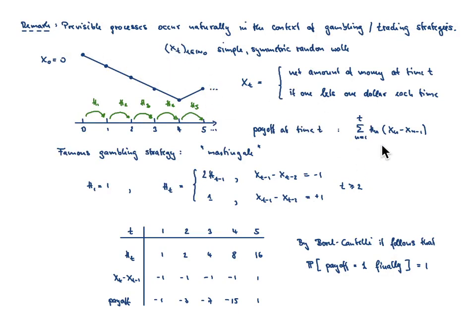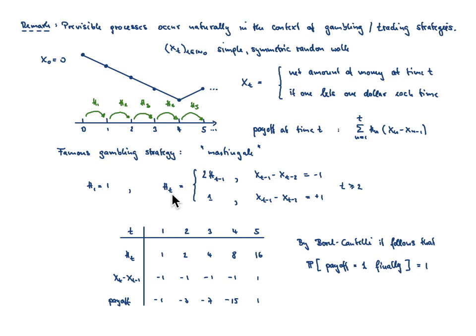Now you see you can do better. Namely, you can try to find a strategy H_n, which is our predictable process. And here is a famous gambling strategy, which is called a martingale. It goes as follows. The value H_1 you put in, you set equal to 1. So you have to bet at least €1 or $1. And then the game is the following.